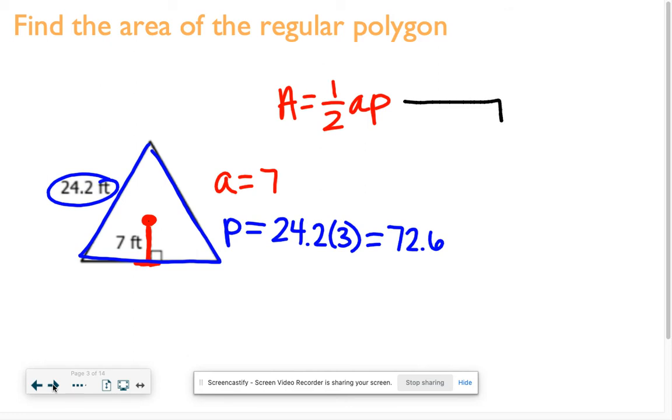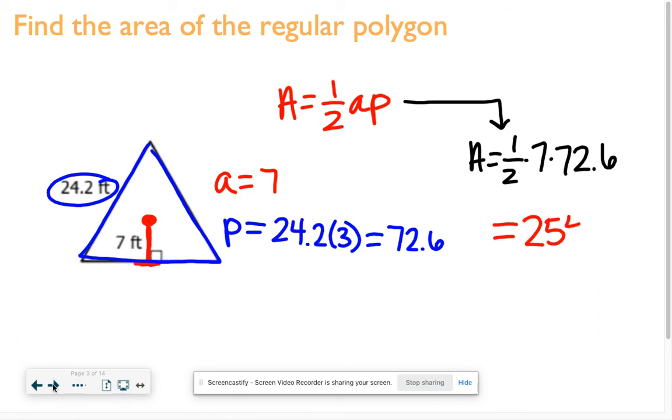Now, all we have to do is plug into our formula. So half times our apothem times our perimeter of 72.6. Type it into your calculator or into your phone, and we should get an area of 254.1 feet squared. There we are. Okay, how do we feel? Right, all we did there was plug into the formula. Let's try another pretty basic example.